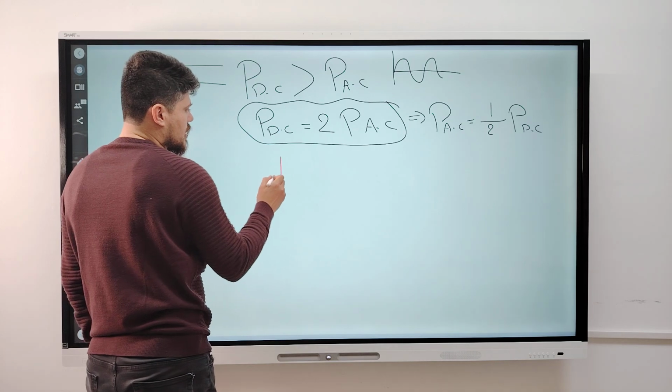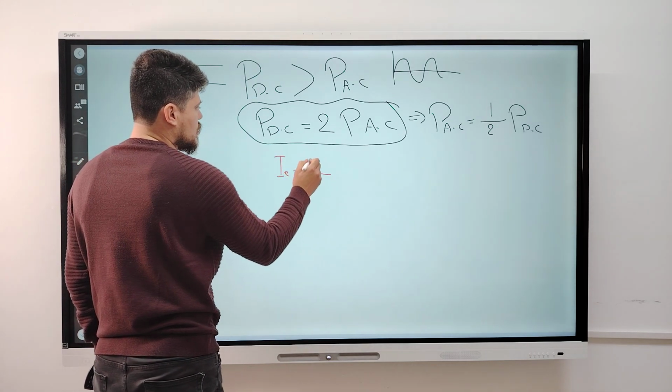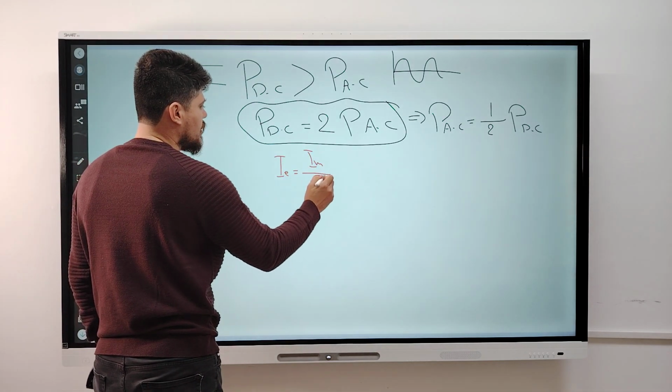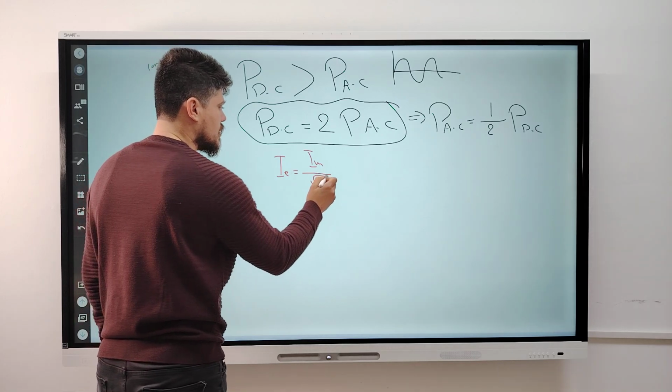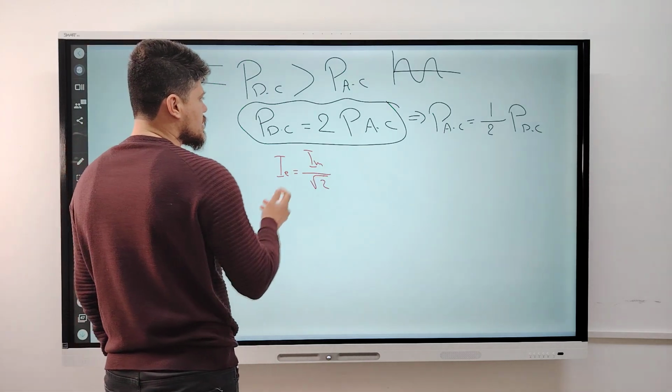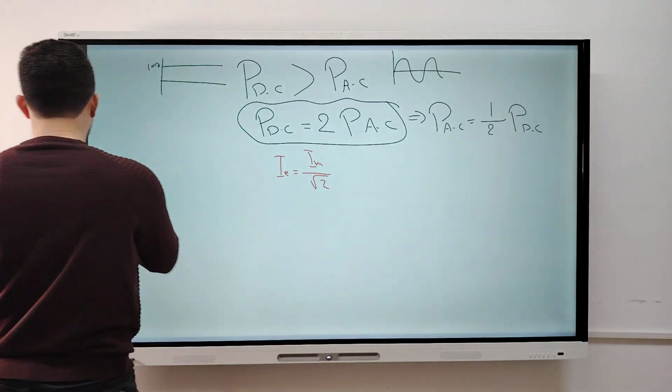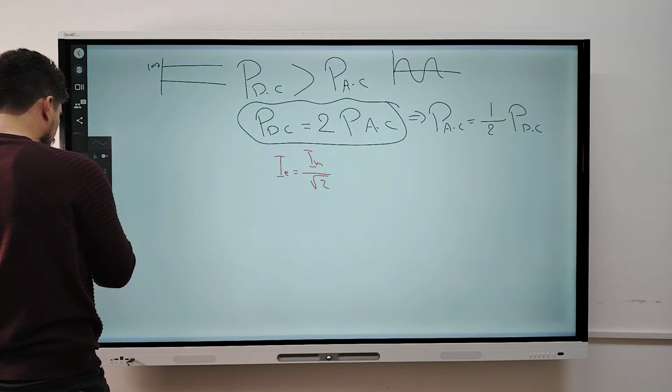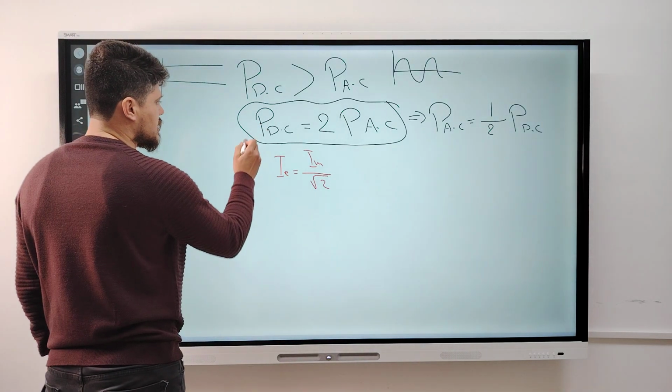We can prove this equation. I effective is equal to Im over radical 2. So how can you prove this equation? According to this equation, as you know, power in DC is equal to what?